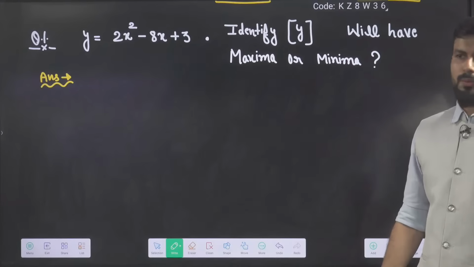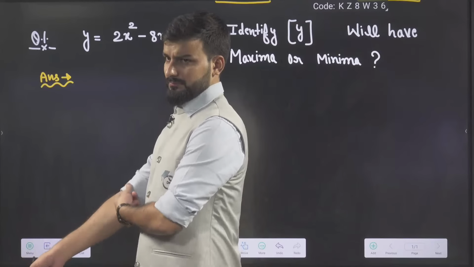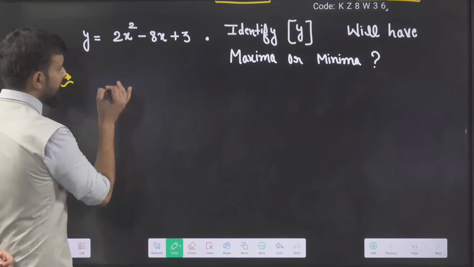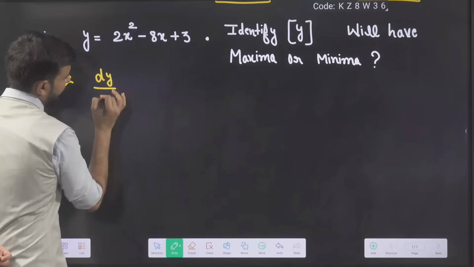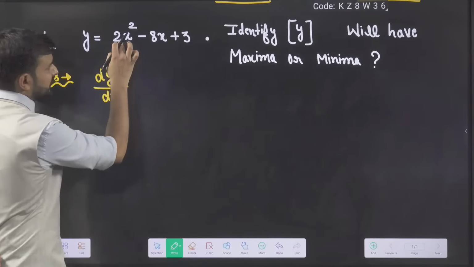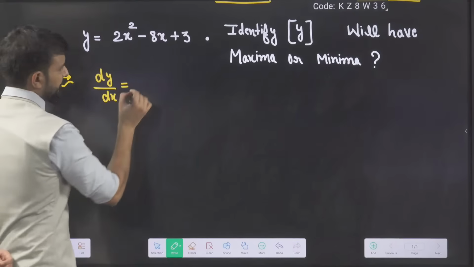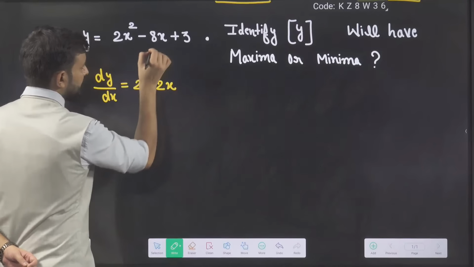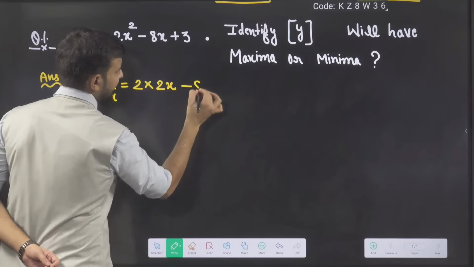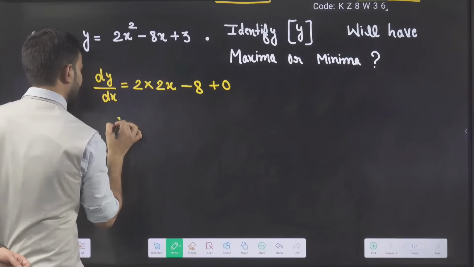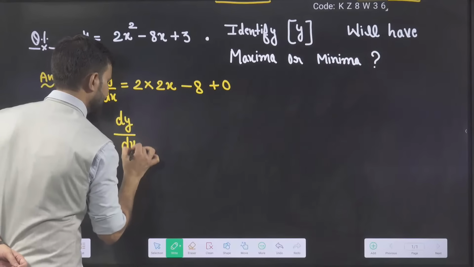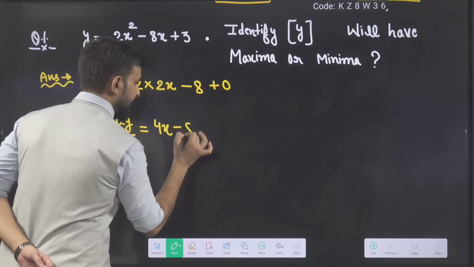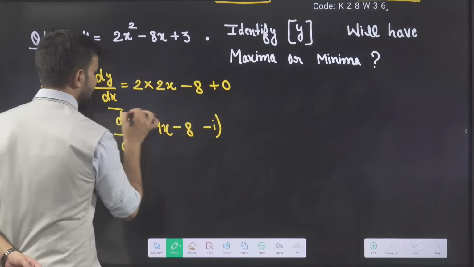Maxima, minima. What is the first step, beta? First step is to find the first differentiation. So differentiate it. What differentiation will you get? dy upon dx. What is the differentiation of x square? 2 into the differentiation of x square will be 2x. The differentiation of 8x will be 8, plus 0. So dy upon dx is equal to 2 twos are 4, 4x minus 8. This is equation 1. This is the answer of the first differentiation.